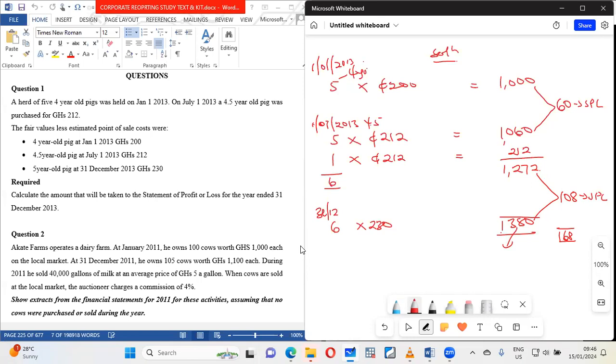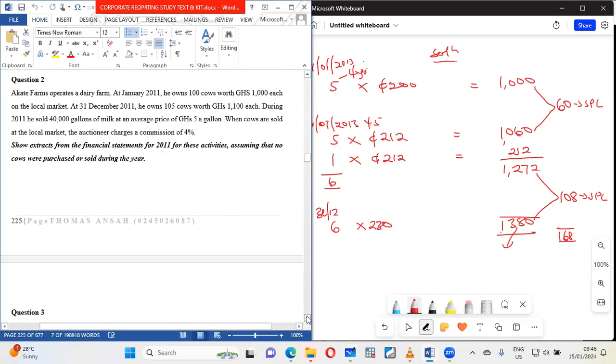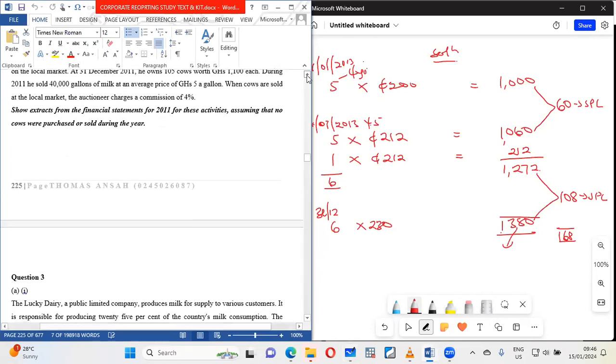All right. But be careful, the examiner can always add some tricks to it. Now let's look at this question, which is on Akate Farms.